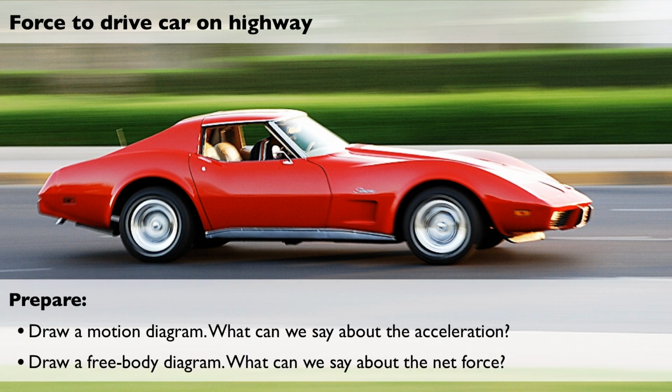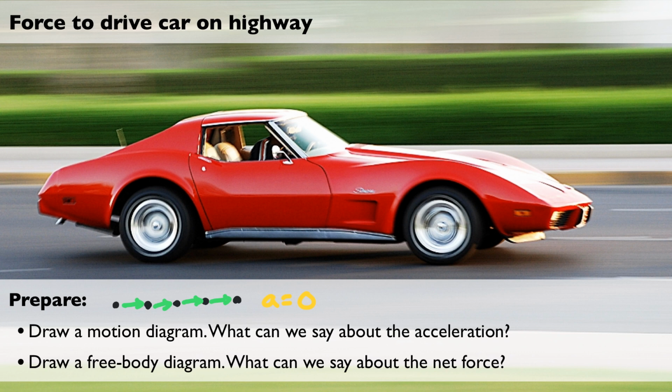Next piece of the puzzle is we're going to do our preparation. First we're going to start with a motion diagram. The motion diagram is fairly straightforward. You have a car moving down the road at a constant speed, so my positions are the same distance apart and my velocity vectors are all the same length. That's my motion diagram. What can I say about the acceleration? The acceleration is equal to 0.